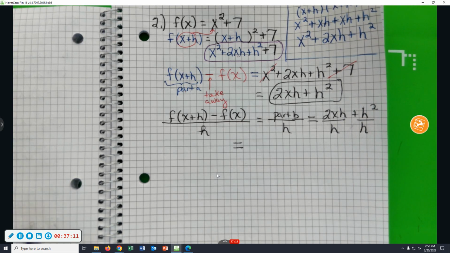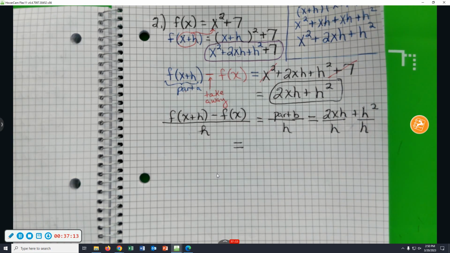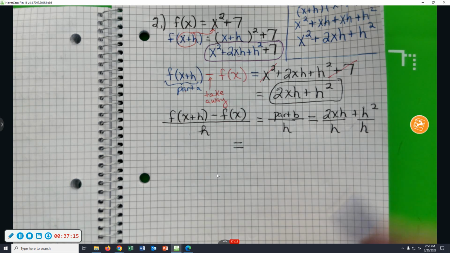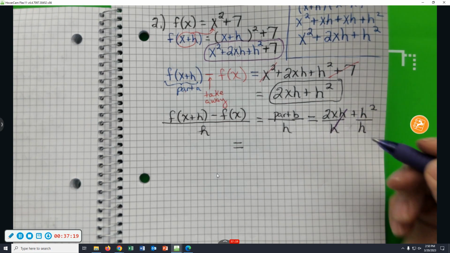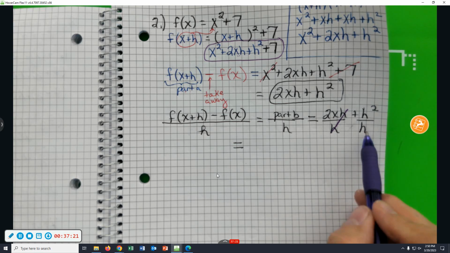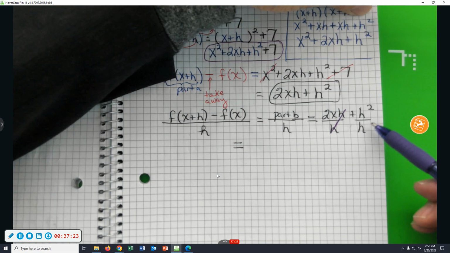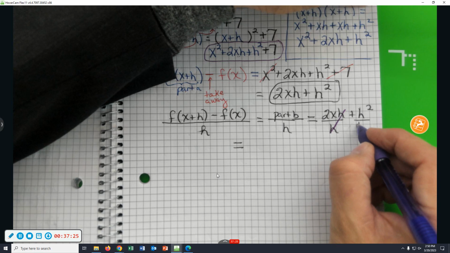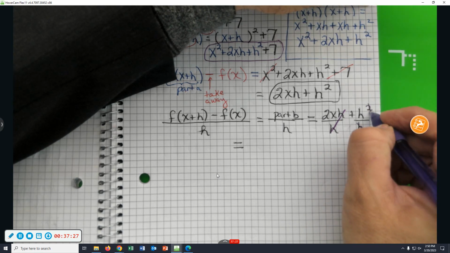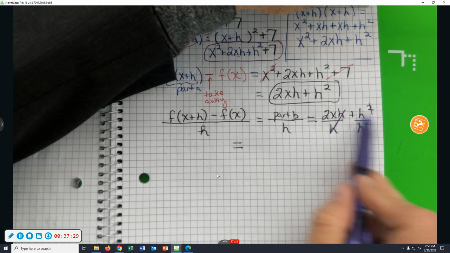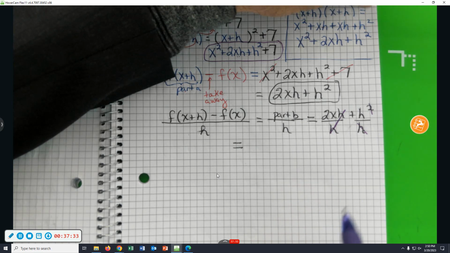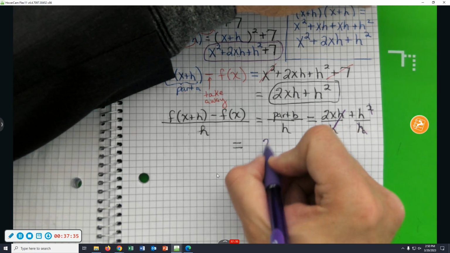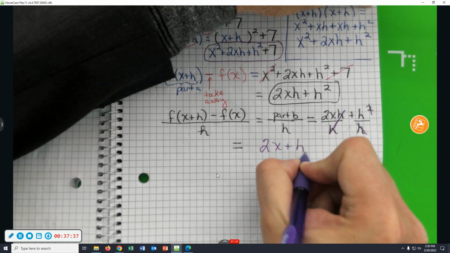and can I cancel those h's right here? See what I'm doing? Canceling the h. What about right here? If I cancel the h on the bottom, it's just going to be an h. So after all, can y'all follow what I did with all this marking out here? What's left? 2x plus h.